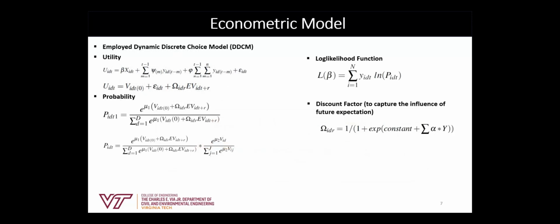Now, in terms of econometric model, we employed a closed form dynamic discrete choice model to estimate both two trips tour and three trips tour model. One pivotal assumption of dynamic discrete choice model is that it optimizes all the future choices while making the current choice.